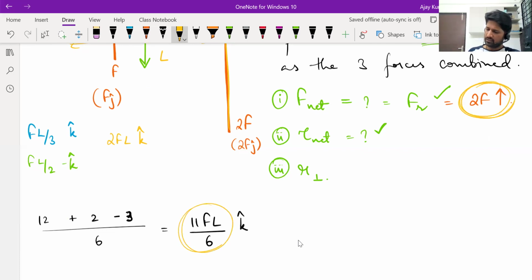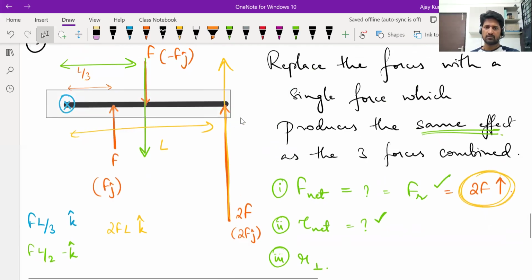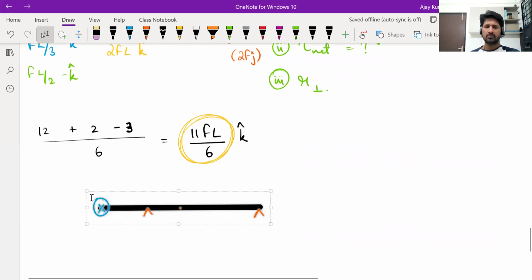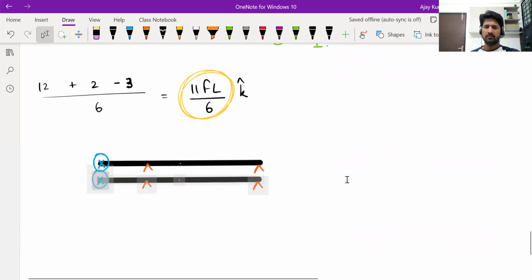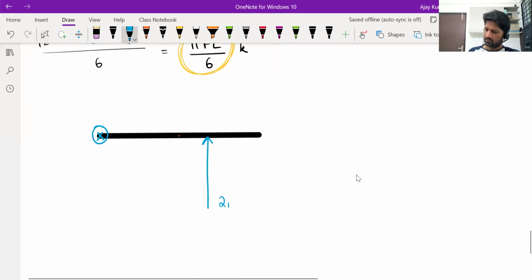And we know net torque is 11FL by 6. We want that net force to produce this net torque. For that, where should that net force act is the question. So let's visualize what is happening here. The net force is in the upward direction, positive y direction. Where exactly to consider that is what we are trying to find out. Okay, let it act at some random distance x. The force is 2F.